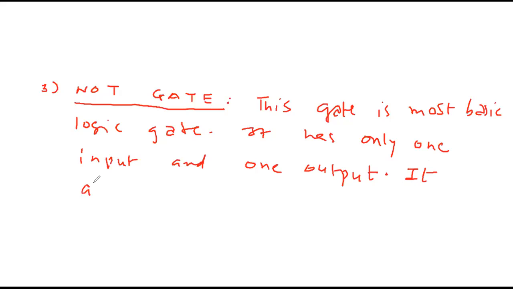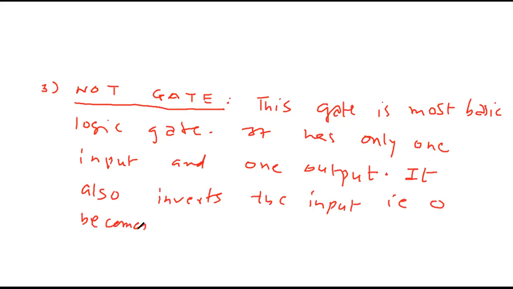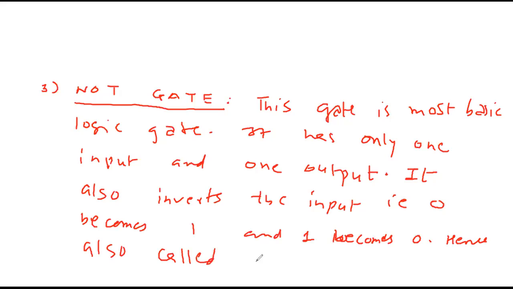It always inverts the input, that is, 0 becomes 1 and 1 becomes 0. That means for a high input it will make it low, and for a low input it will make it high. Hence it is also called an inverter.